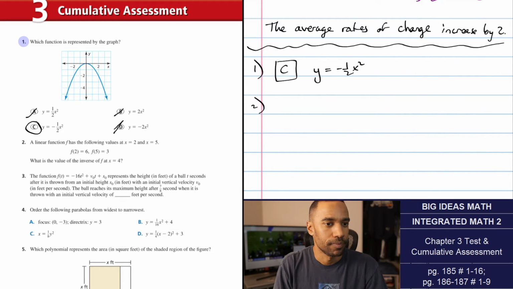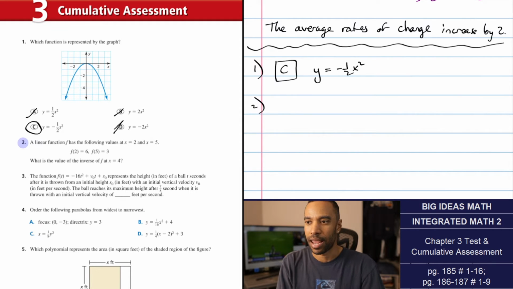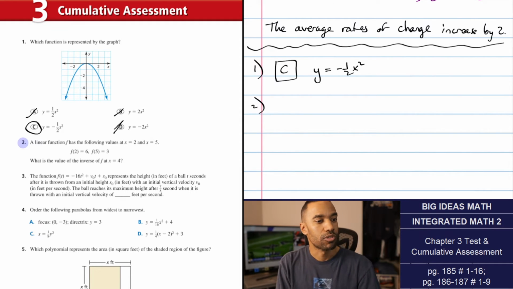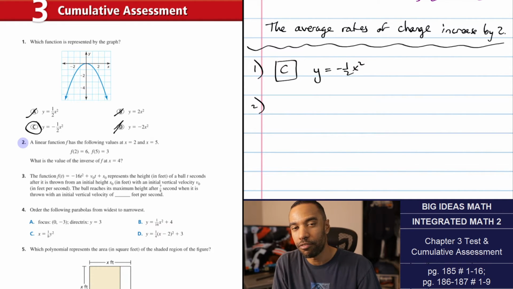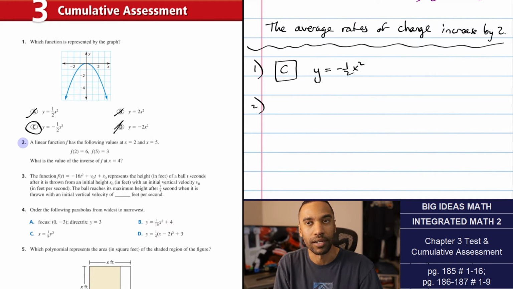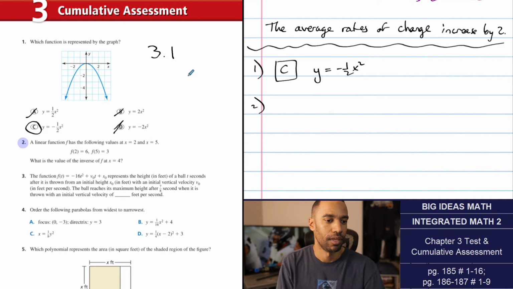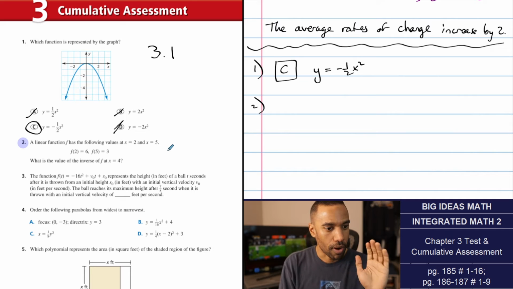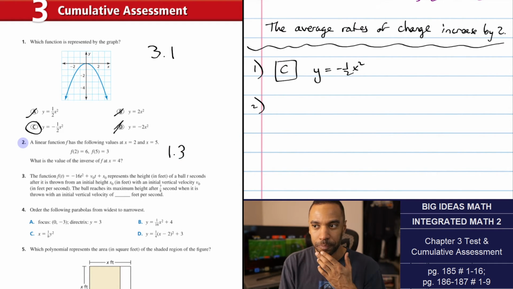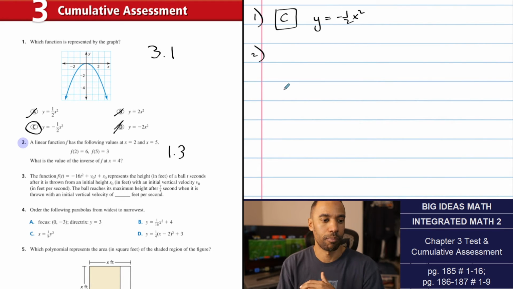Number 2, a linear function f has the following values at x equals 2 and x equals 5. I'm sorry, before I go back, on number 1, that was probably from section 3.1. Number 2 is probably inverses. Speaking of inverses, it's probably from section 1.3.